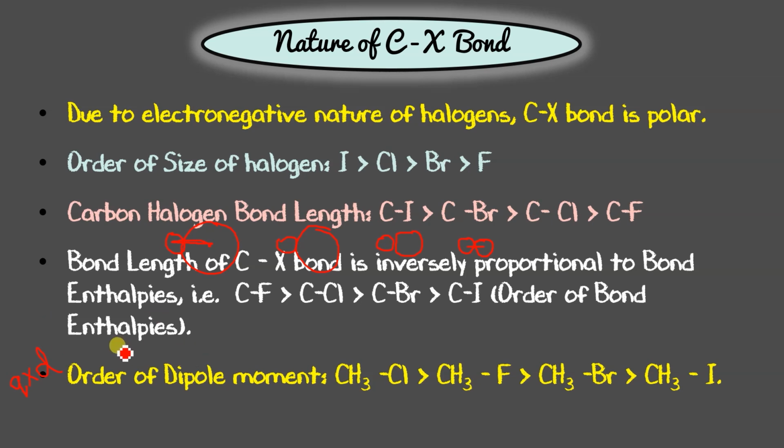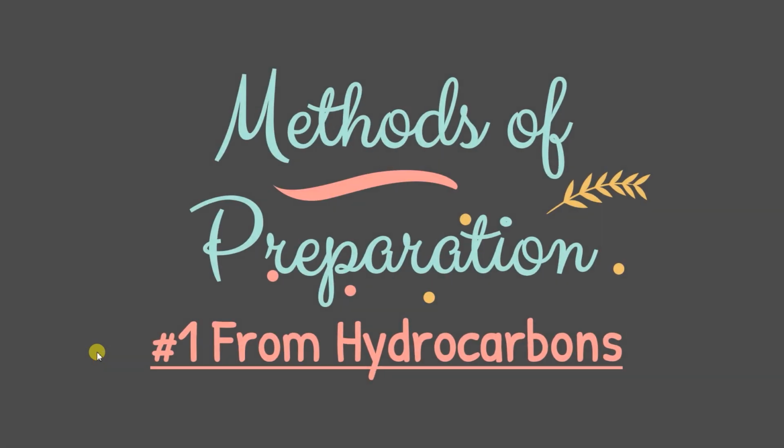So that's why the dipole moment of CH3Cl will be higher than CH3F, and CH3F will be higher than CH3Br, and then the iodide. So this can be an important question. Okay. Now the next thing, methods of preparation.